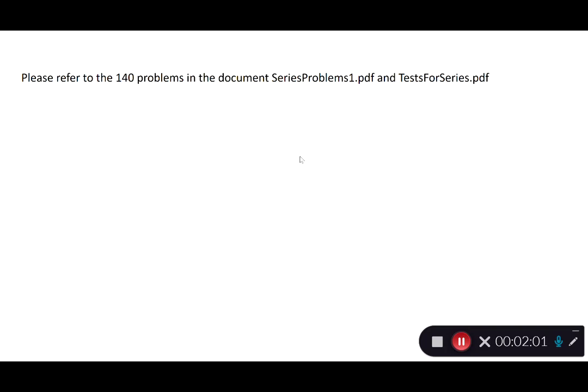It's the same thing here. In one of the sections, I can't remember if it's 11.6 or 7 or something like that, they just give you a series and say, test for convergence.